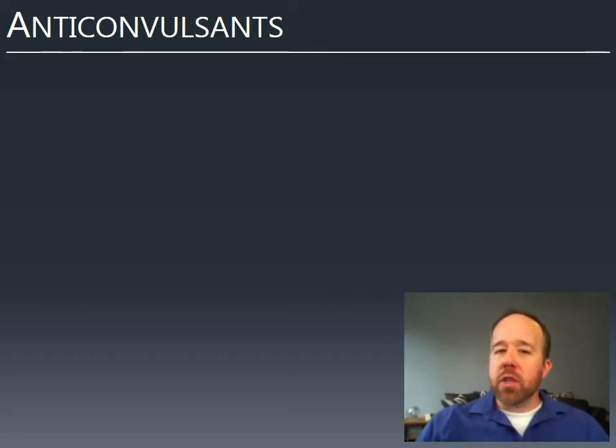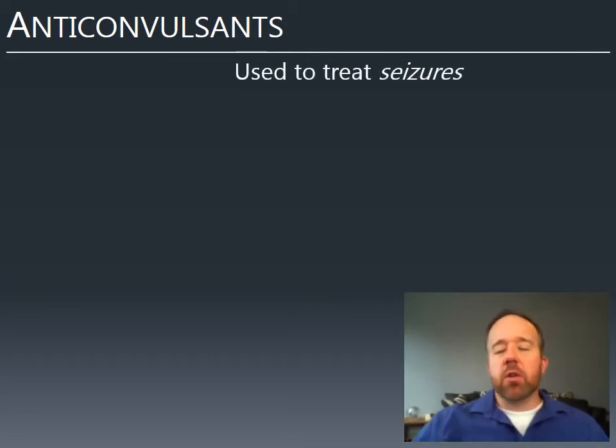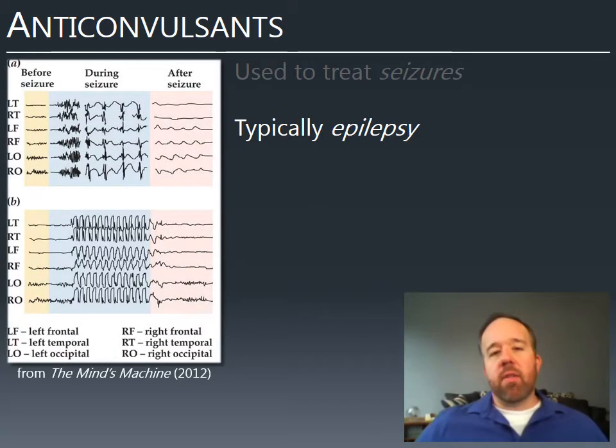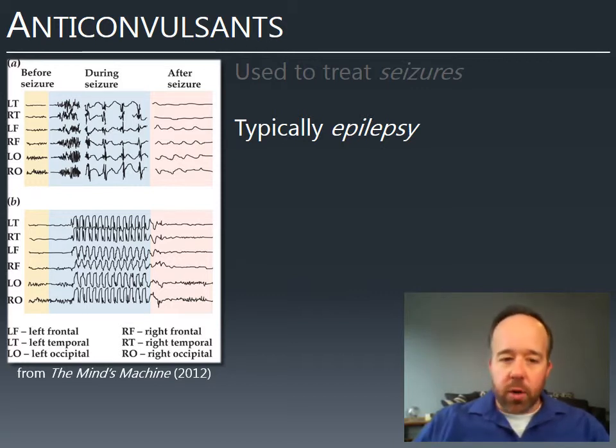Finally, there are anticonvulsants. And so these are drugs that are used to reduce the incidence and reduce the severity of seizures. So the most common disorder these are used for is epilepsy. So here on the left we see what's called an EEG, an electroencephalogram, a graph of electrical activity in the brain of someone who's suffering an epileptic seizure.